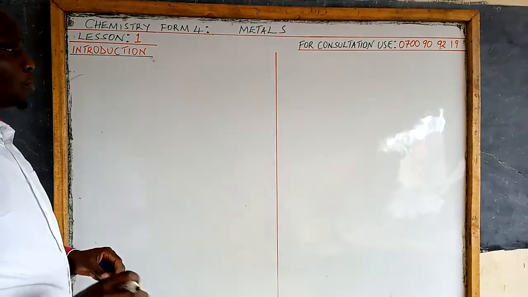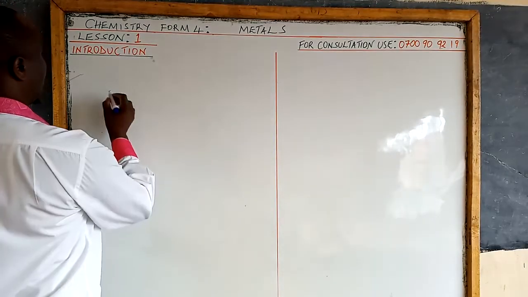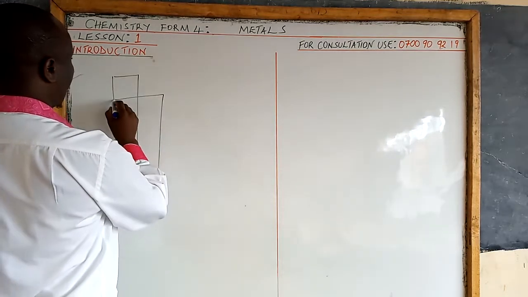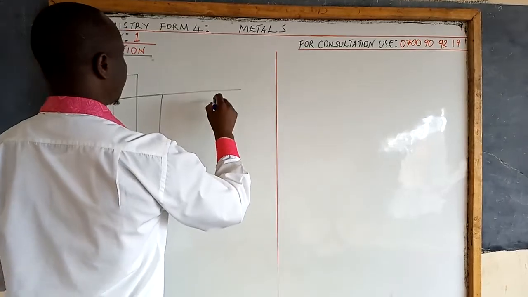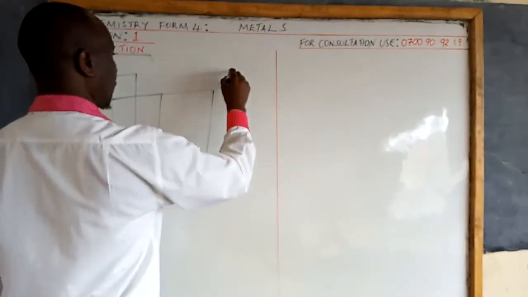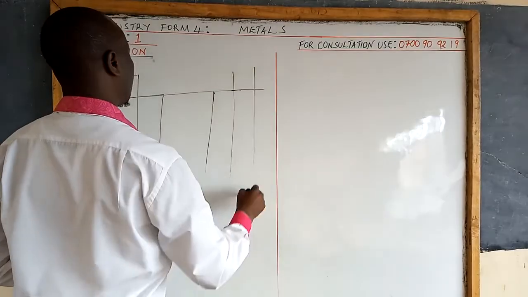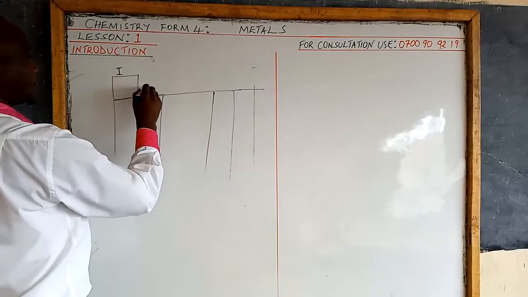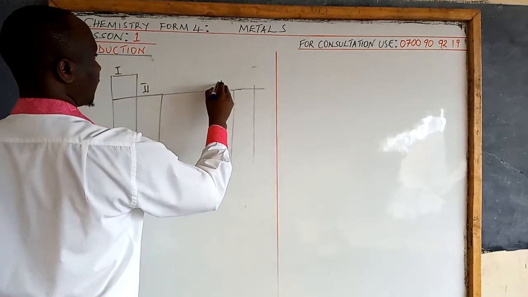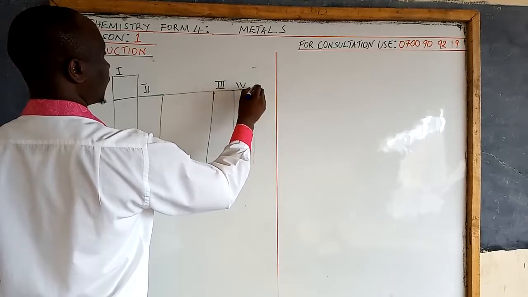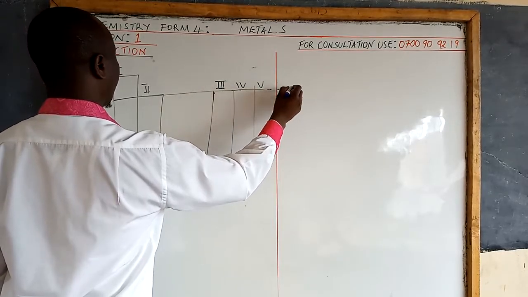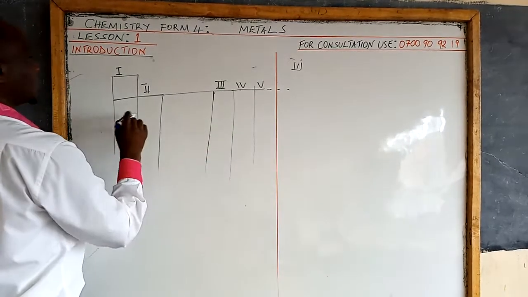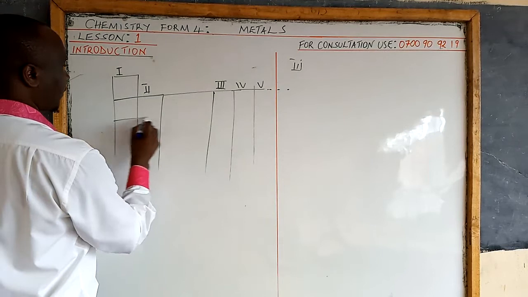So from Form 2 work, the periodic table. From the structure of the periodic table, we have the groups and the periods. So we have group 1, group 2, group 3, group 4, group 5, all the way up to group 8. So I'm interested with the first 3 groups. So the first 3 groups, then we have the periods.